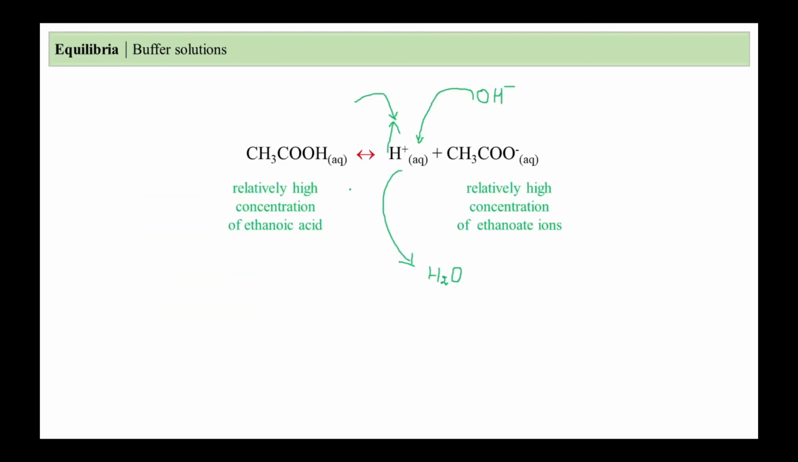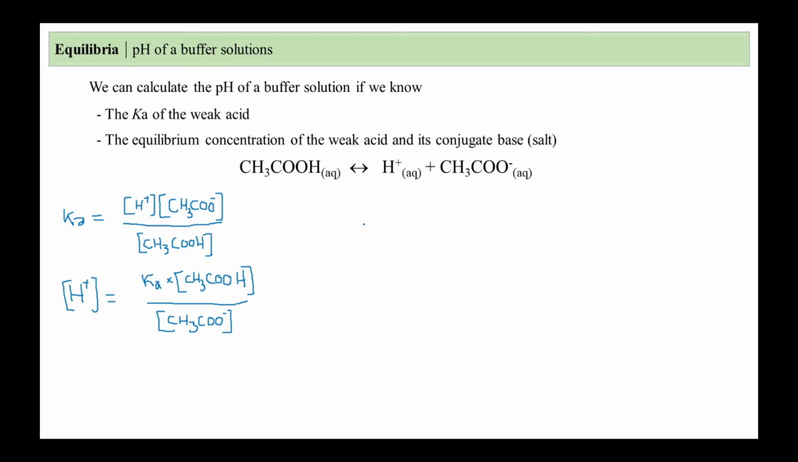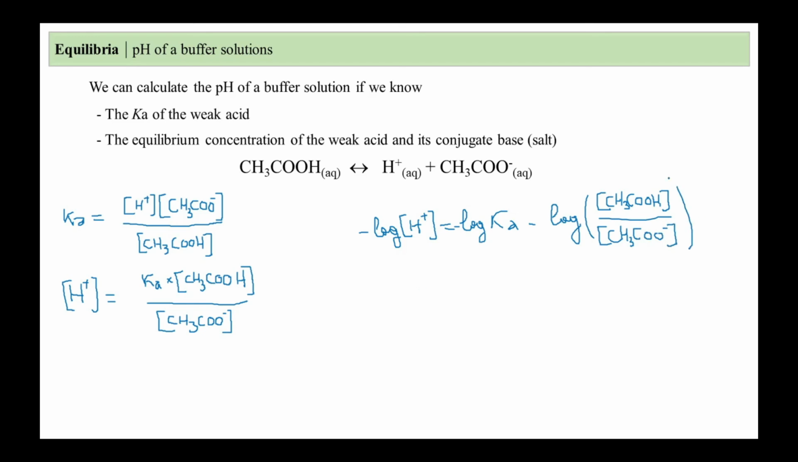We can write that now by using the logarithm throughout. Negative log of the concentration of H plus ions will be equal to negative the logarithm of Ka, negative the logarithm of the concentration of the acid, CH3COOH, over the concentration of the base, CH3COO minus. This one is actually the acid and this is the base.